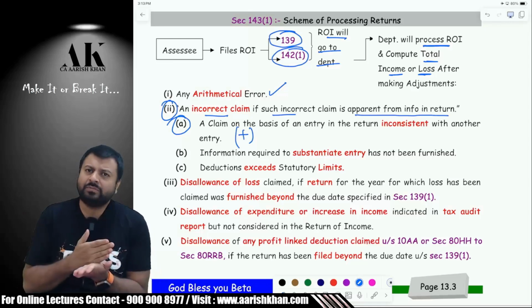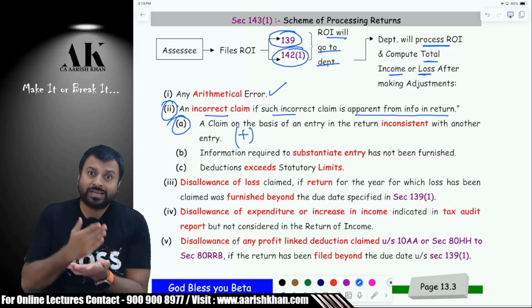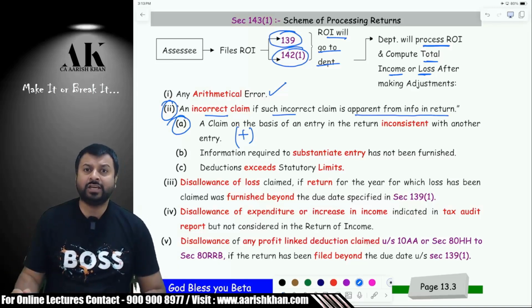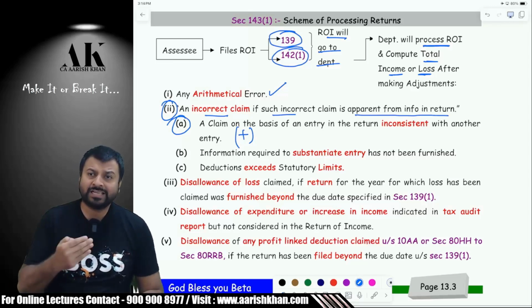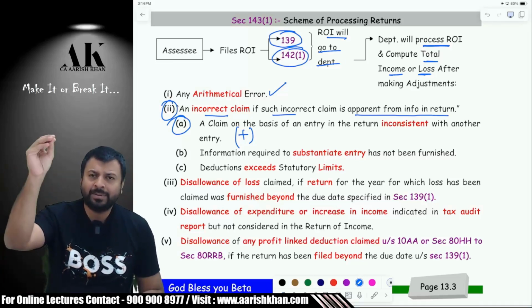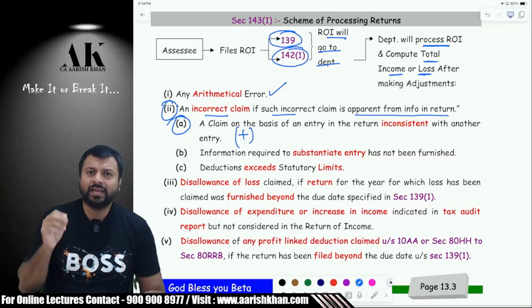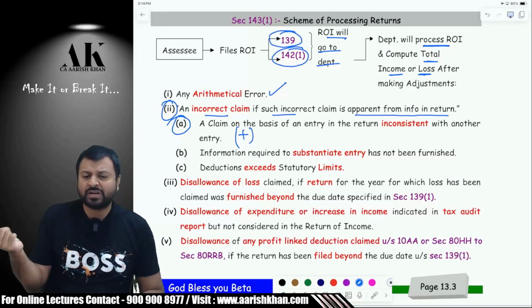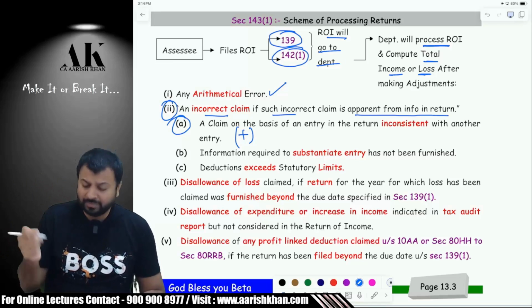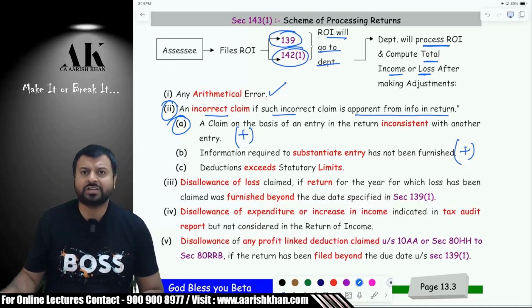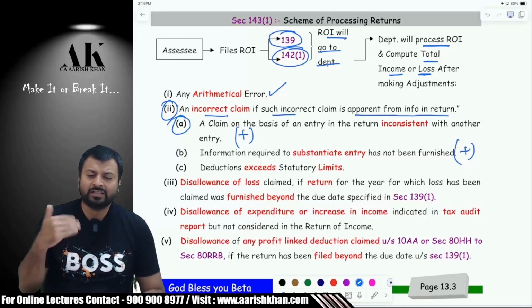Second point is, information required to substantiate entry has not been furnished. There is some information which is required to substantiate your claim. You have taken a deduction of ATG, that is donation under ATG. And for that we need some information, that is the PAN of the donee, but that is missing in the return. And therefore the software will say that the information required to substantiate an entry has not been furnished, and therefore your donation will be added back by the software. Okay.